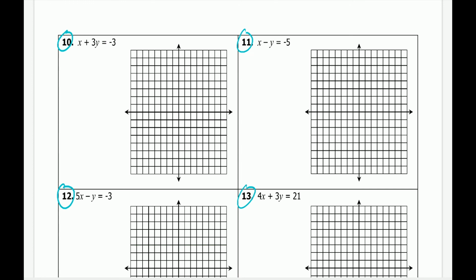So, there will not be homework associated with this assignment, so go ahead and do this for homework. And once you're finished, go ahead and turn it in.